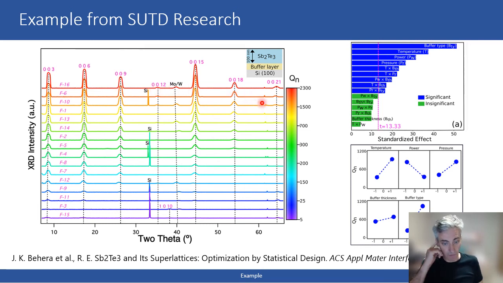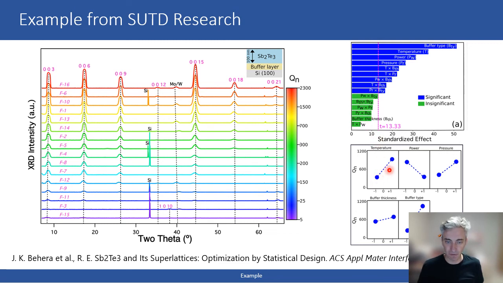He used ANOVA, then multifactor ANOVA, because he's got more than 2 factors now. He has 5 factors. So he used multifactor ANOVA to have a look at all of these different parameters to see which parameter significantly affects the quality of the hexagonal crystals that he was trying to grow. And you see that the buffer type, the material he was growing on, was the most significant, and then temperature and power and so on. And then all of these interactions and the buffer thickness had an insignificant effect on the quality of the crystal.